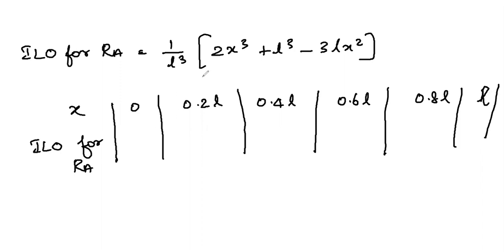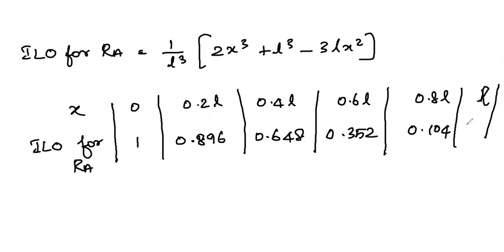Whenever I apply 0, what happens? This term will get 0, x will get 0 and this term also gets 0. L cube by L cube will become 1. Next I am going to apply 0.2L for the x. I will be getting the answer as 0.896. You may use your calculator to get these values. You should check yourself once, whatever I am putting on this board may not be the right thing. So these will be the influence line ordinates.